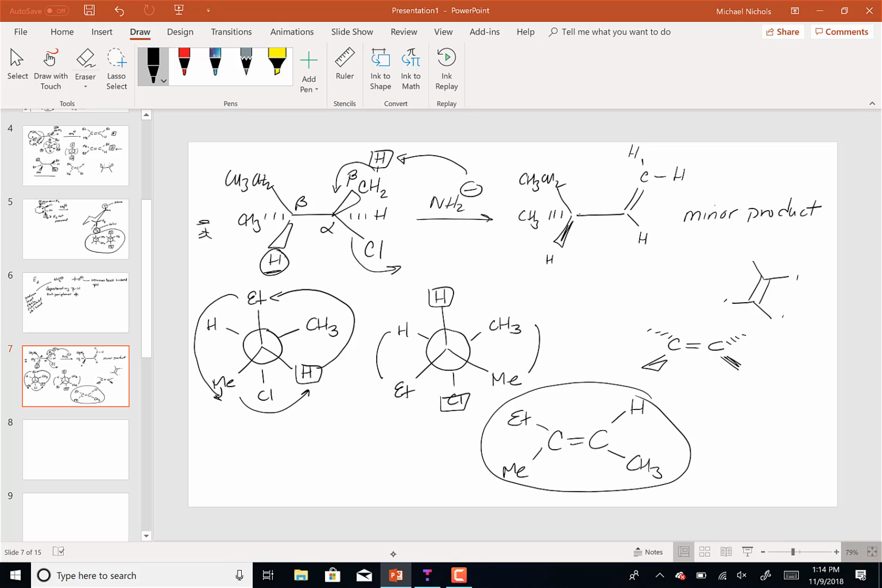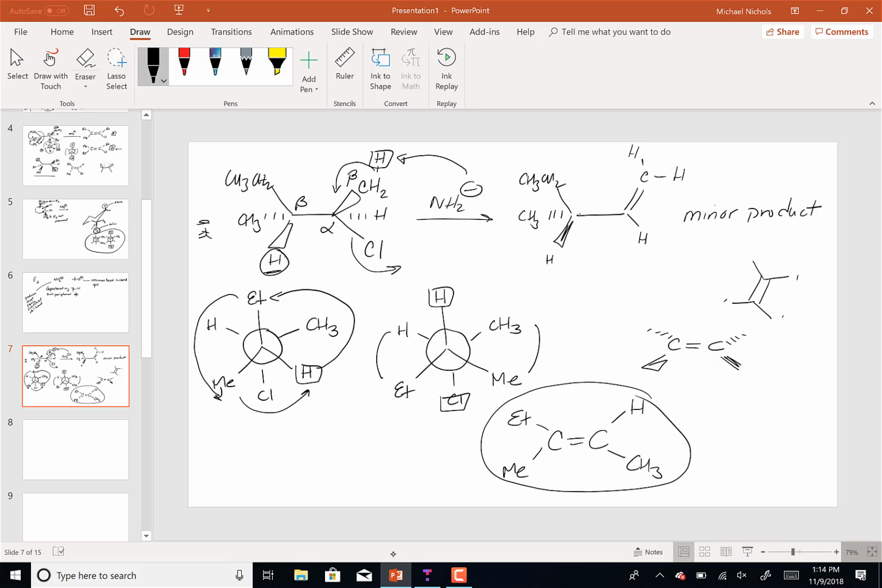And the book introduces the idea of stereoselective and stereospecific. I'm going to ignore those terms for the time being because they don't fit well here.